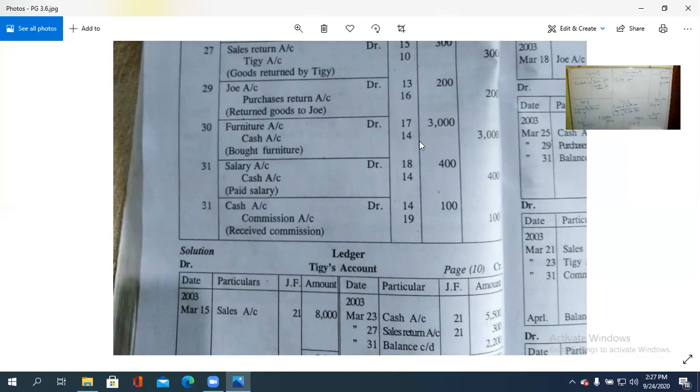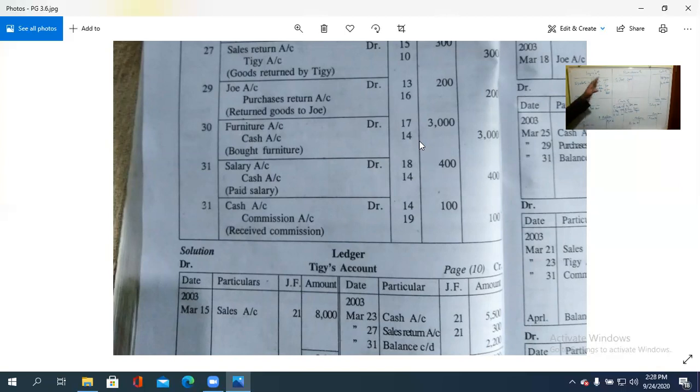Now we need to balance it. So TG's account, starting with TG. 8,000 is the debit balance and 5,500 plus 300, 5,800, is the credit balance. So there will be a credit balance, by balance carried down. How much is it? 2,200. So 8,000, 8,000. That is to be brought down. To balance brought down 2,200.